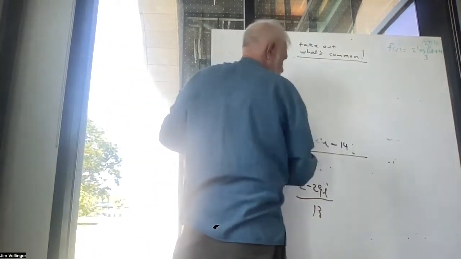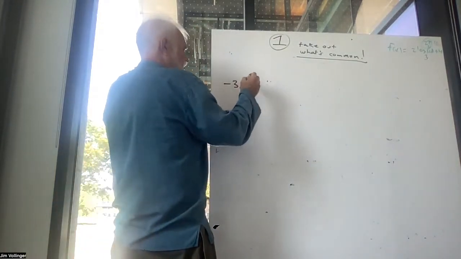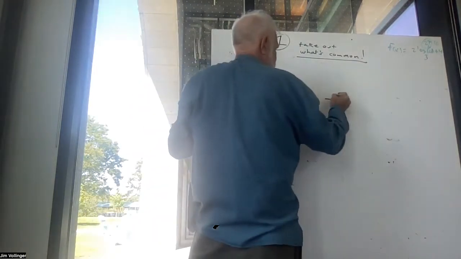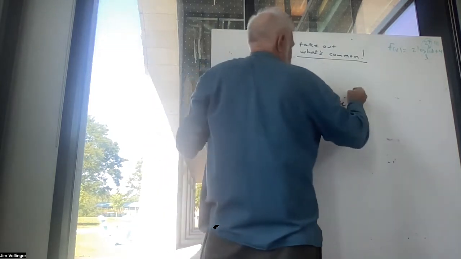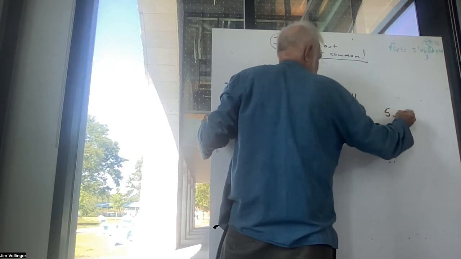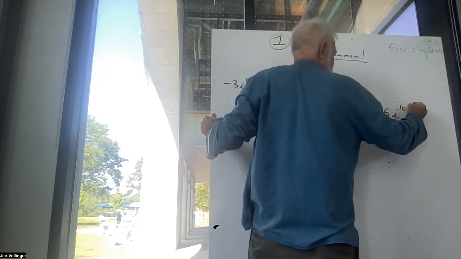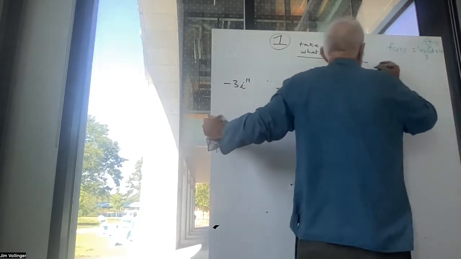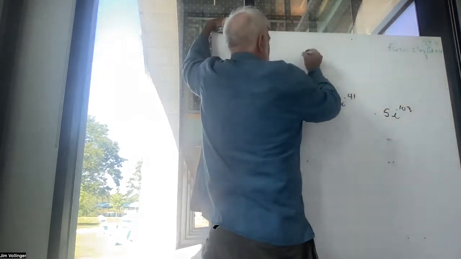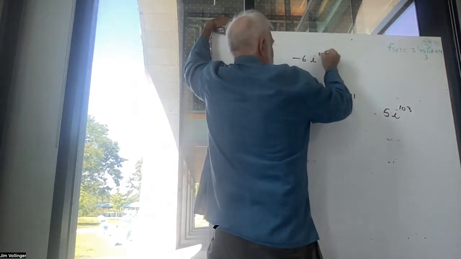What other imaginary work are we doing? Well, we're doing things like minus 3i to the 11th, positive 2i to the 90th, minus 7i to the 43rd, 5i to the, let's keep positive, 5i to the 103, and let's do up here, negative 6i to the 42nd.